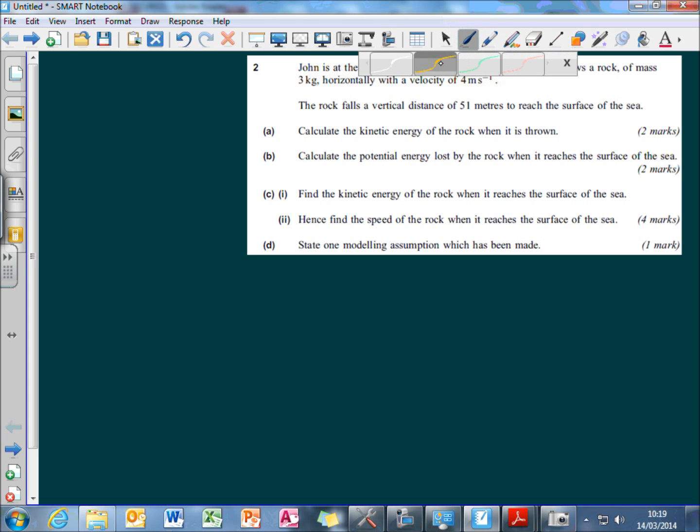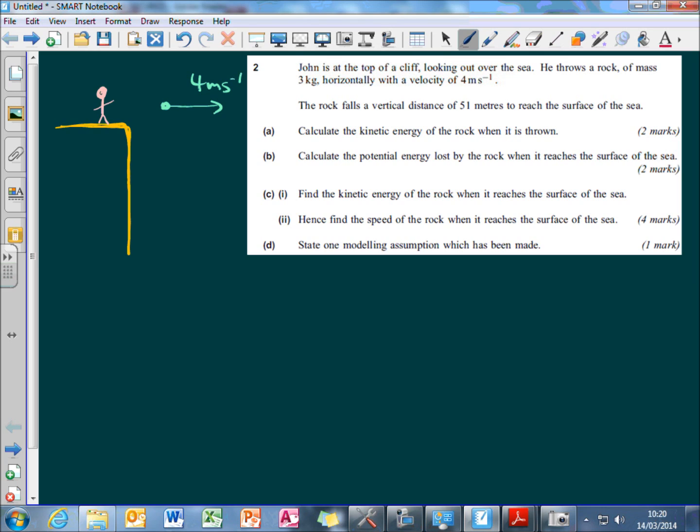Okay, so what I'm going to do is draw the cliff. Okay, this is the cliff. And then there's a guy throwing a ball off a cliff, right? And he throws it horizontally. So here's my guy. And he throws a ball off a cliff horizontally, with a velocity of 4 meters per second that way.